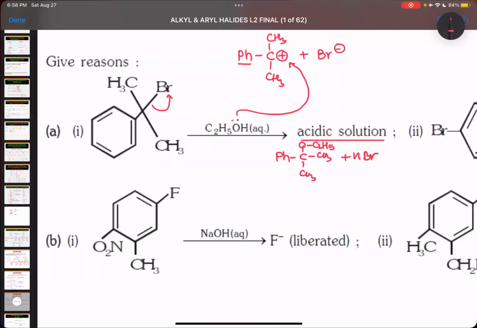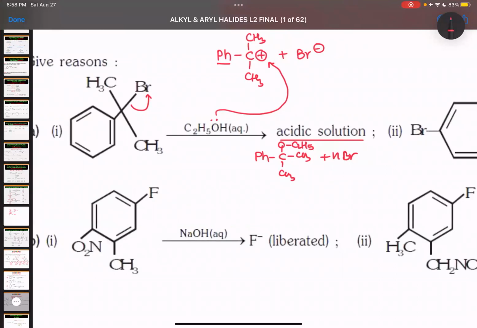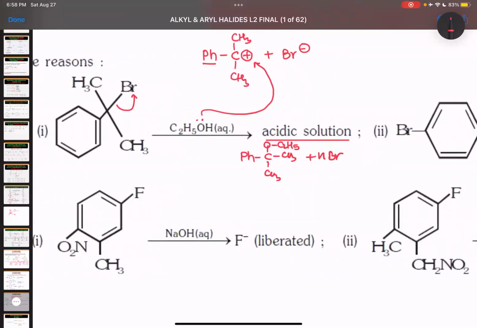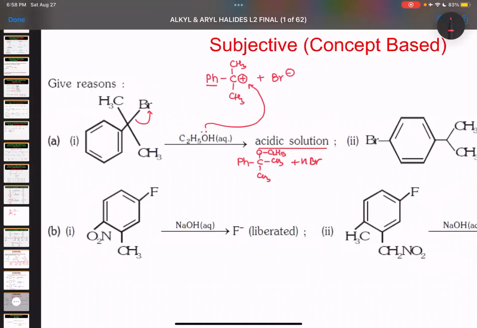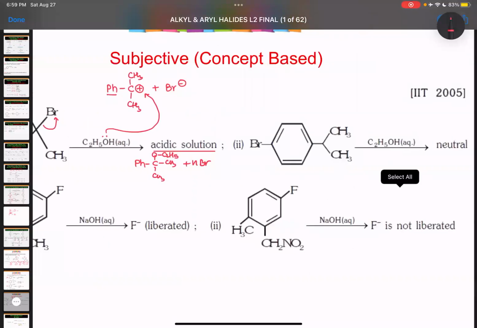So actually, this is the SN1 mechanism. In SN1, the Br comes out easily, leaving behind a cation, and the ethanol is going to attack the cation, and the HBr comes out. Over a period of time, as the reaction progresses, the solution becomes acidic. And what about the second option?